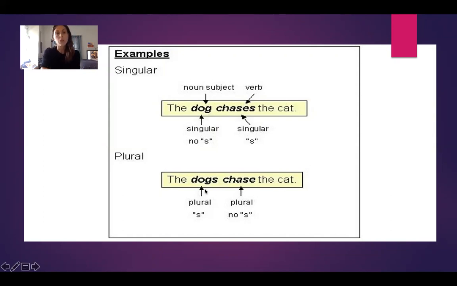Now for the plural example: the dogs, which is a plural subject, chase the cats. We can see we have an S here, which shows pluralization, and we have no S here, which also shows pluralization. So think of it this way. If the subject is singular, the verb takes the S. If the subject is plural, the noun takes the S. This is important. Feel free to pause it and think about it for a second.